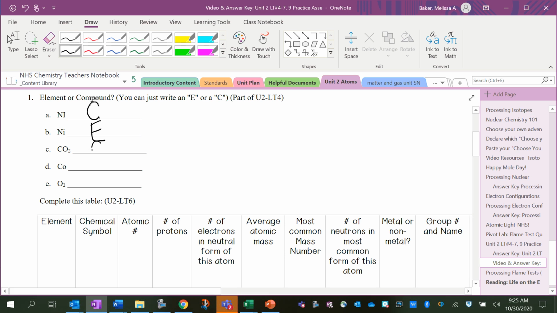Letter C is another compound. It's got capital C and capital O. Letter D is back to an element, one capital, one lowercase. And letter E, technically a molecule, but we're not going to write compound because it doesn't have two or more different elements.